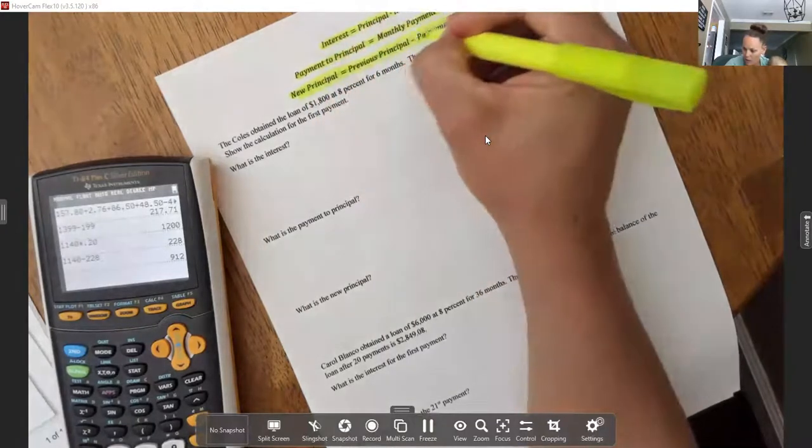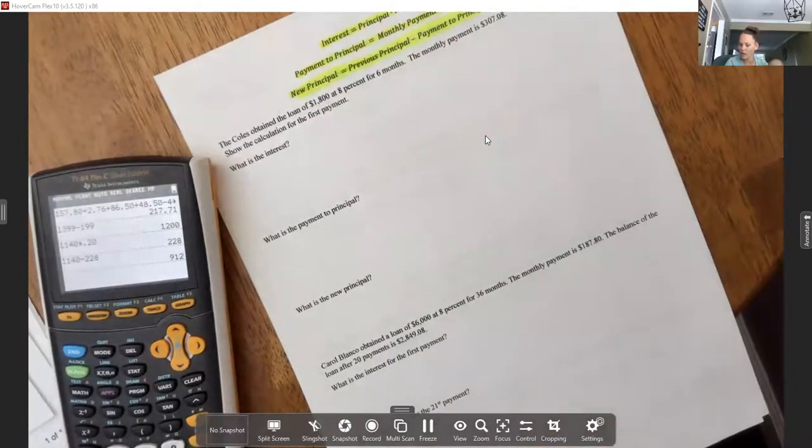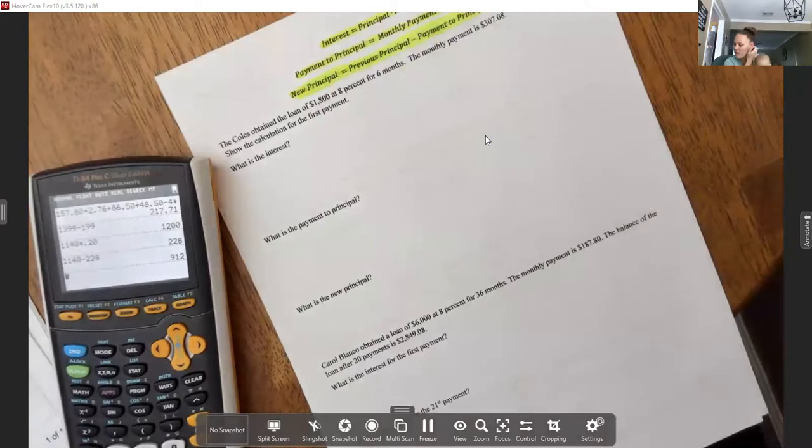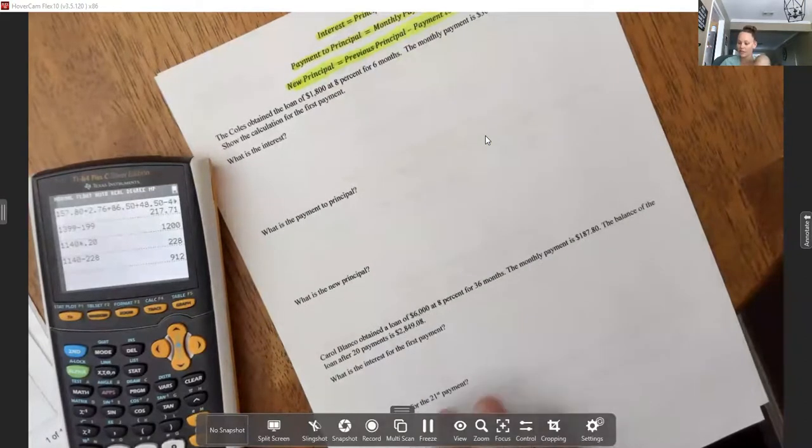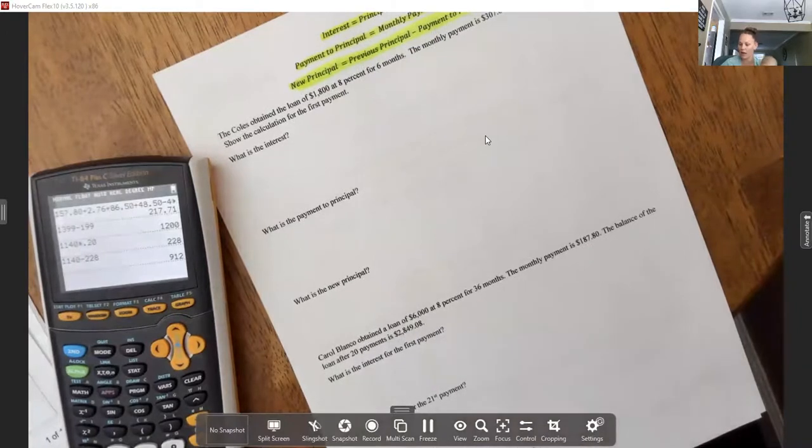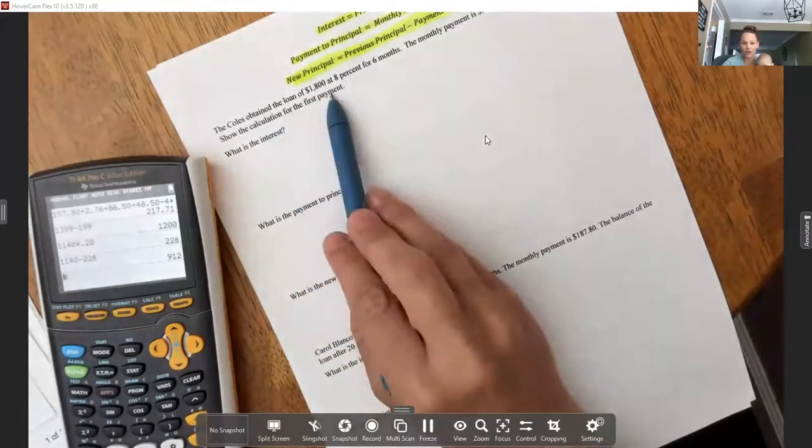All right, the Coles obtained a loan for $1,800. Oh, this is a little different. $1,800 at 8% for 6 months. Monthly payment is $307.08. So what is the calculation for the first payment?